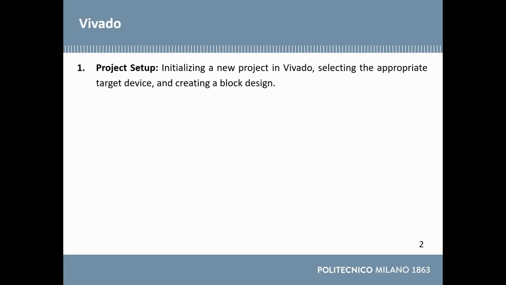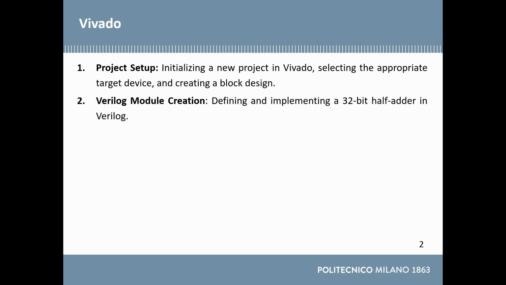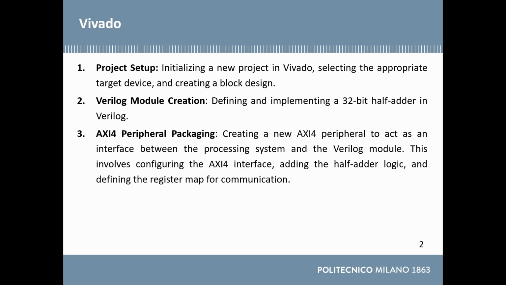This walkthrough will cover the following key stages. Project setup: initializing a new project in Vivado, selecting the appropriate target device, and creating a block design. Verilog module creation: defining and implementing a 32-bit half adder in Verilog. AXI4 peripheral packaging: creating a new AXI4 peripheral to act as an interface between the processing system and the Verilog module. This involves configuring the AXI4 interface, adding the half adder logic, and defining the register map for communication.